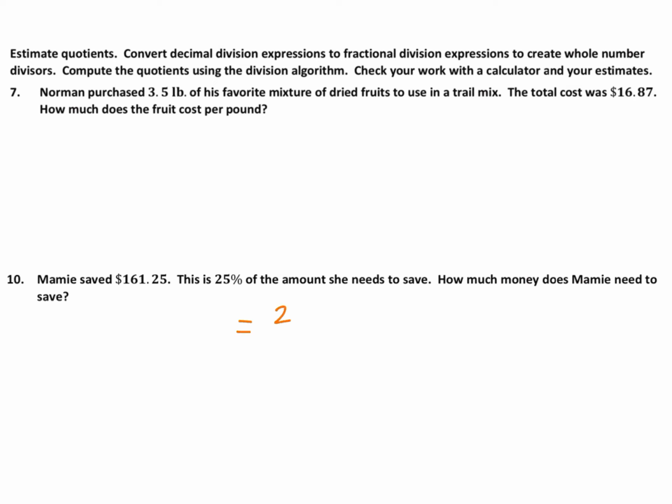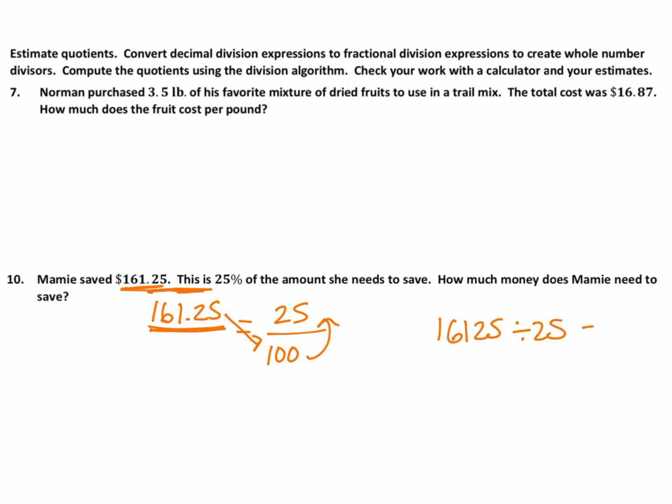So we have 25% is out of 100. And over here where it says this is 25%, that means that's the part. So it goes on the top, and then we would cross multiply and divide. So 161.25 times 100 is 16125, and then we would divide it by 25, and we would get exactly what we came up with the first time we did this problem, which was 645.